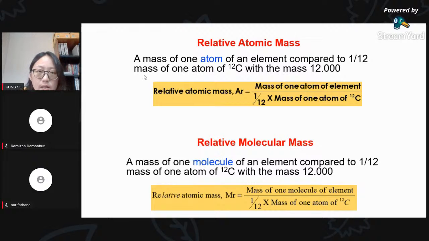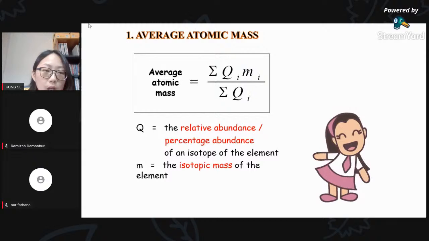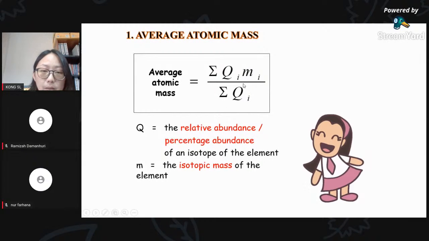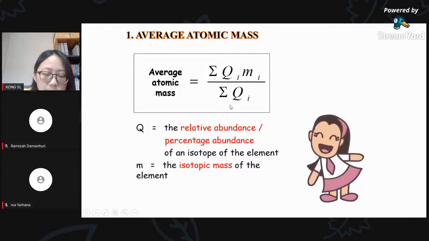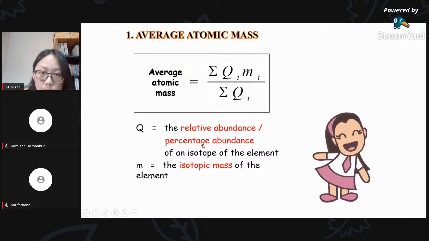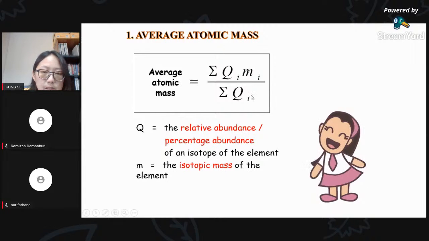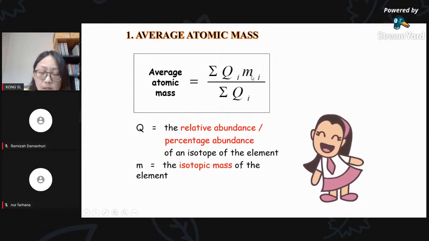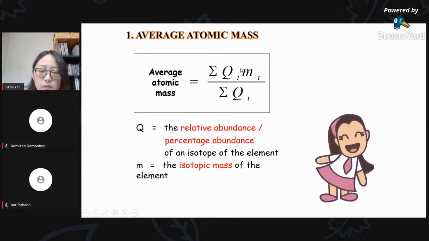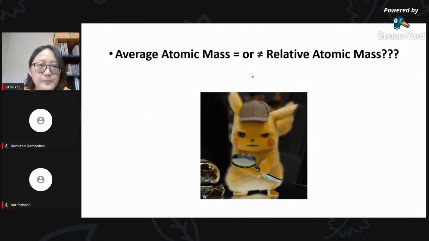Okay, then another new thing that you learn is average atomic mass. So you must remember the formula of average atomic mass, which is the sum of the relative abundance, can be percentage, can be ratio, of an isotope of the element, multiplied by the isotopic mass of the element. So be careful. Sometimes you will choose the wrong mass to substitute, because sometimes the question will give 24 and then 24.33. You are not sure which one to use. So practice makes perfect. Let's look at some examples.